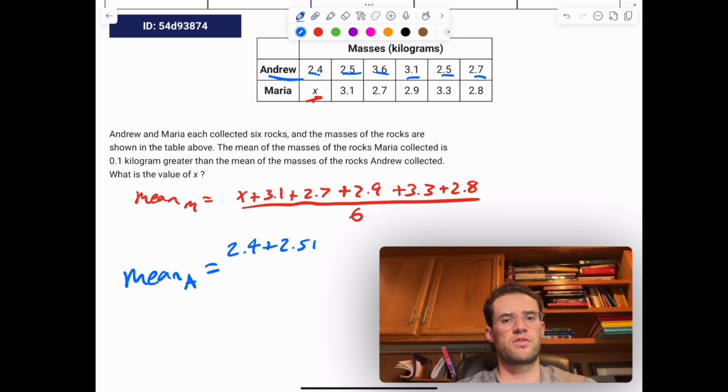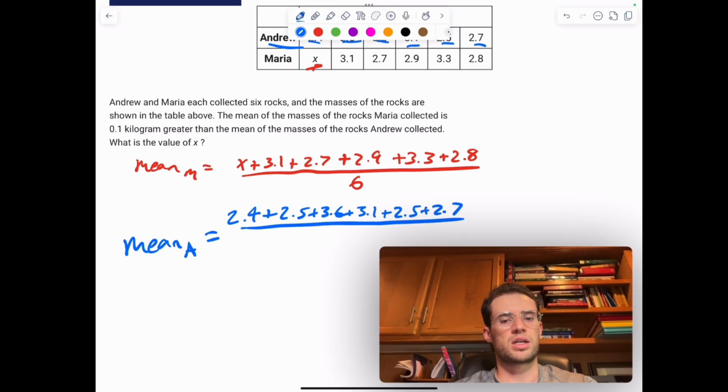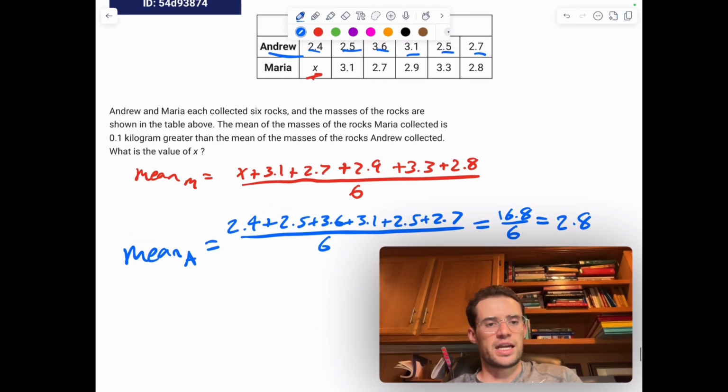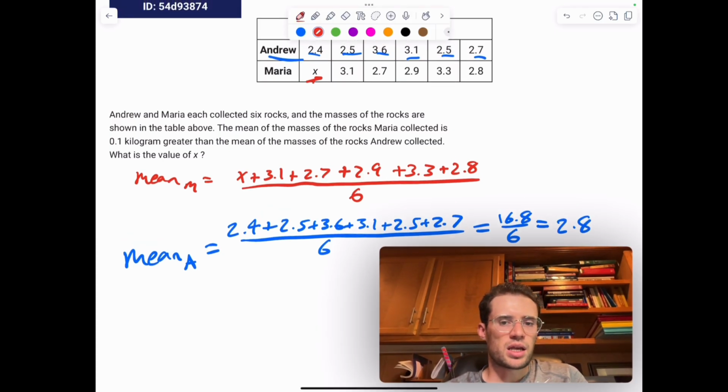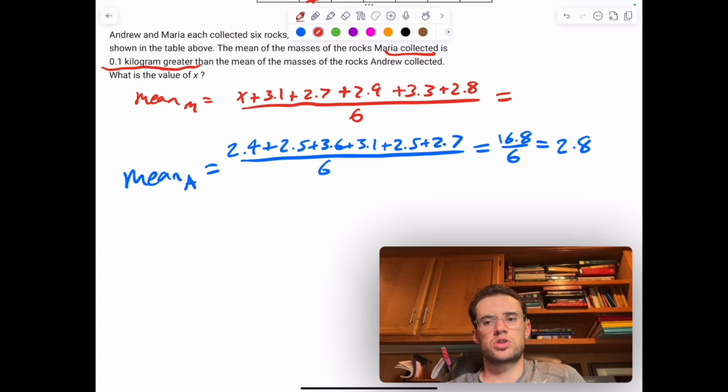So 2.4 plus 2.5 plus 3.6 plus 3.1 plus 2.5 plus 2.7 divided by 6. 2.4 plus 2.5 plus 3.6 plus 3.1 plus 2.5 plus 2.7 is 16.8. So we get 16.8 divided by 6. So the mean of these is 2.8. So that's Andrew's mean. And it says that Maria's mean is 0.1 kilograms greater than Andrew's. And this is in kilograms. So we just add it. So this is equal to 2.8 plus 0.1, which is going to be 2.9.